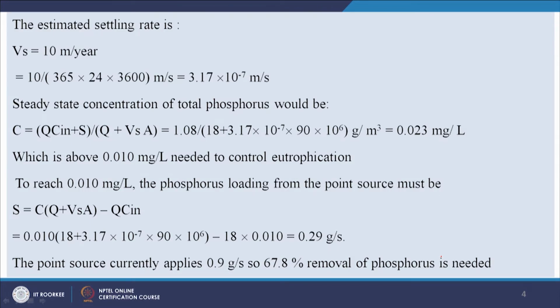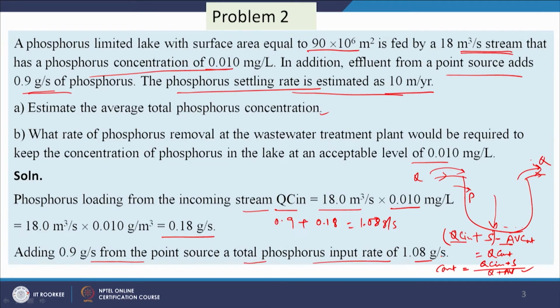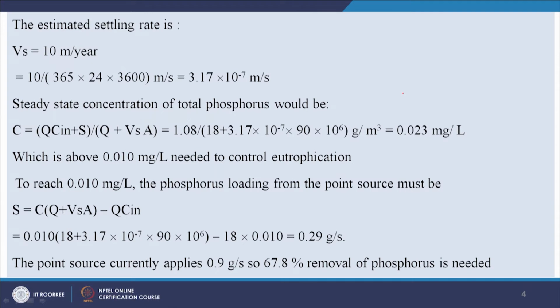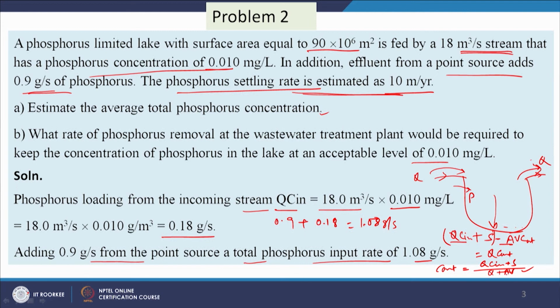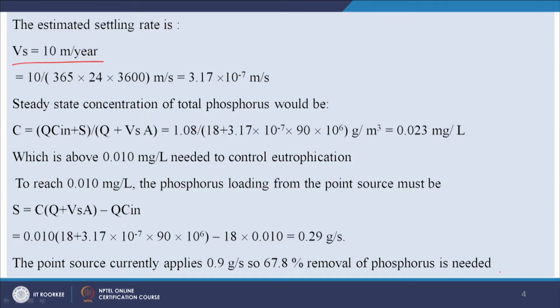Now, you see another value is given, the phosphorus settling rate, that is 10 meter per year. So, what is the Vs? That is our Vs, the V settling. This is also Vs basically, V and Vs are the same. So, that Vs is equal to 10 meter per year. So, 10 divided by 365 into 24 into 3600 meter per second. So, that is equal to 3.17 into 10 to the power minus 7 meter per second. So, Vs we are getting now.